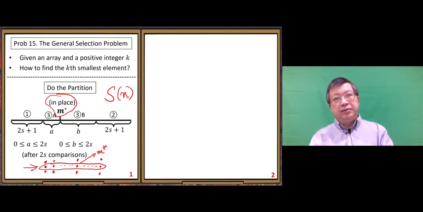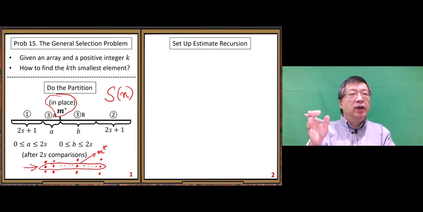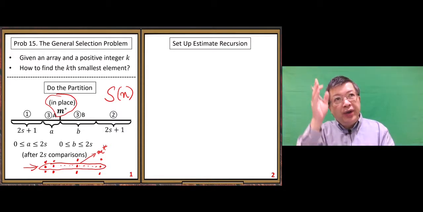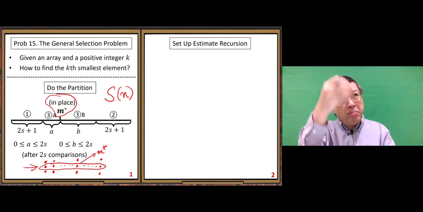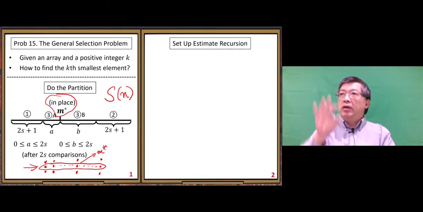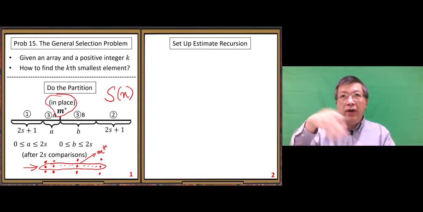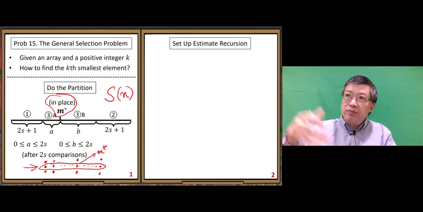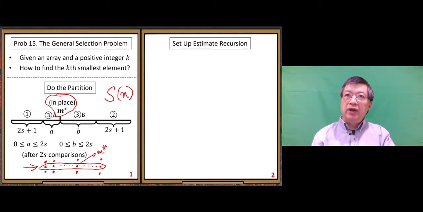To do that, let's do some analysis first. We want to set up a recursive inequality for estimation. It's an inequality, not an equality, but an estimated inequality in a recurrence way. Because in our algorithm, we call the recursive function many, many times, so we have that recurrence in our estimate.